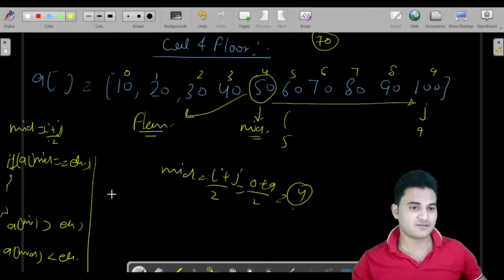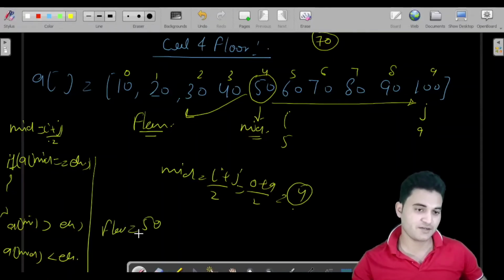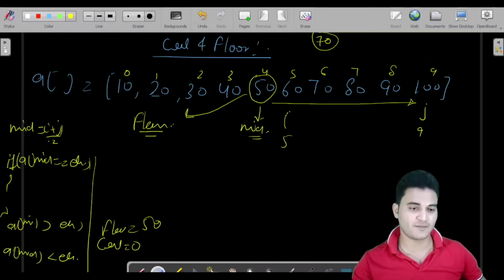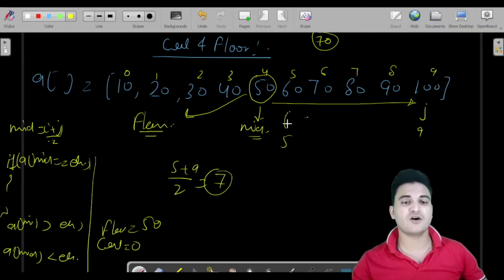Let us consider floor for now 50. Instead, let us write here. So floor we got 50 and ceil is 0 initially. Fine. So floor is pointing to 50, which is this one, and mid is here for now, and I is here, J is here. So what we used to do, we would again calculate the mid. Let us calculate the mid again. Now 5 plus 9 divided by 2, then you would get 7. So now your mid is pointing to this element.